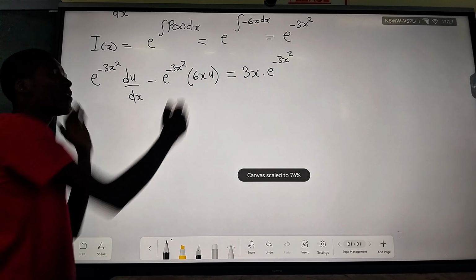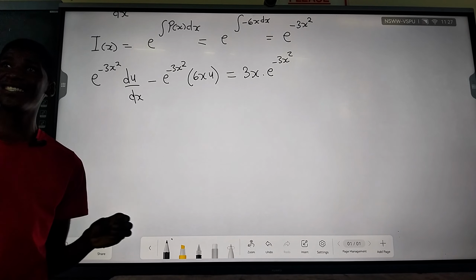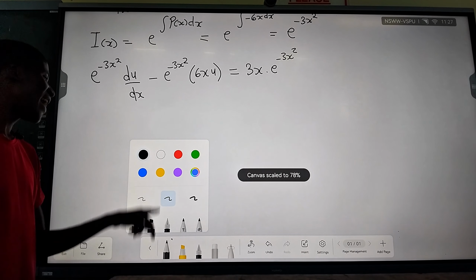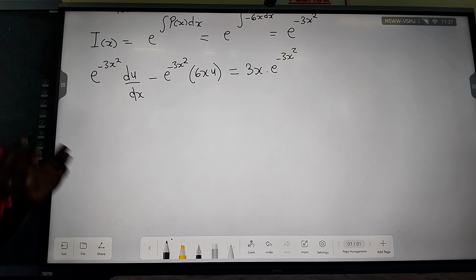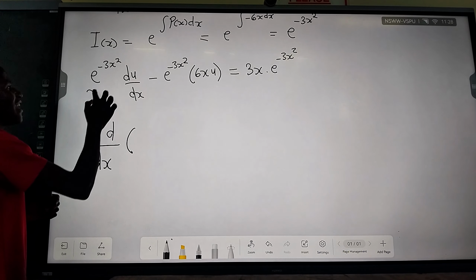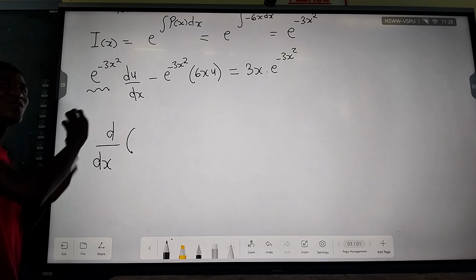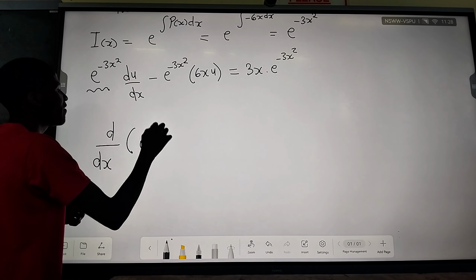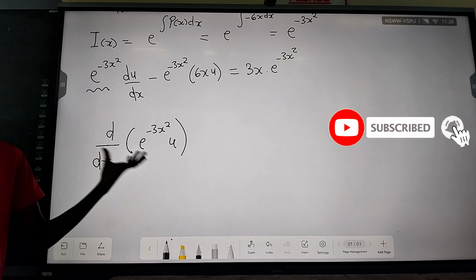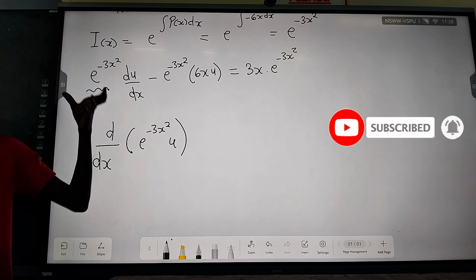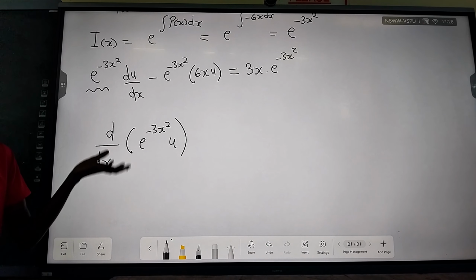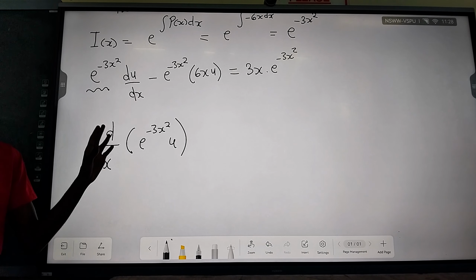Here, this side is always what? A product rule expansion. We said this for first order. So this side is always a product rule expansion. And if you want to find its compressed form, it is d/dx of the integrating factor times u, which is e to the power of negative 3x squared times u. If you do a product rule expansion of this, you must get this exactly. If you don't get this exactly, then there must be some problem.